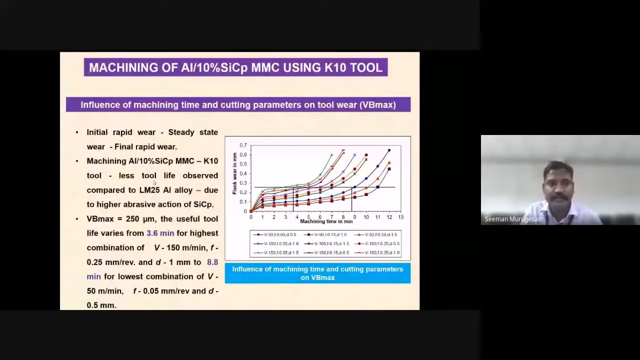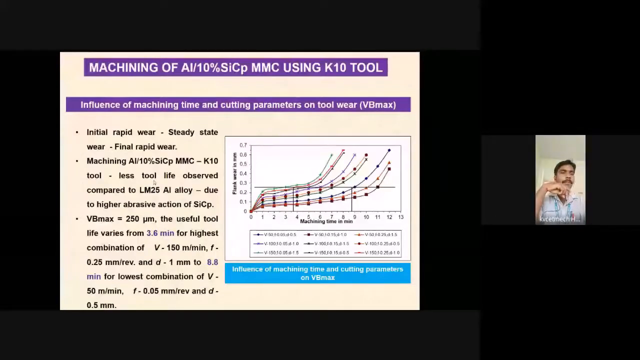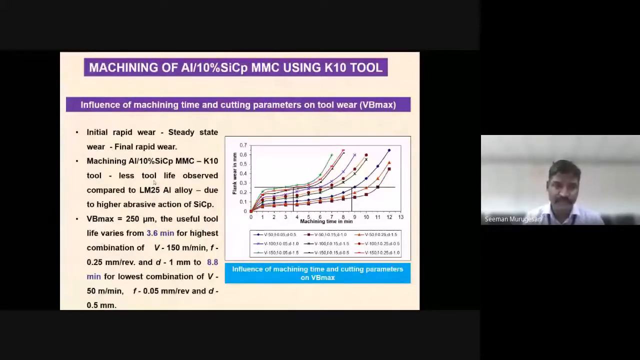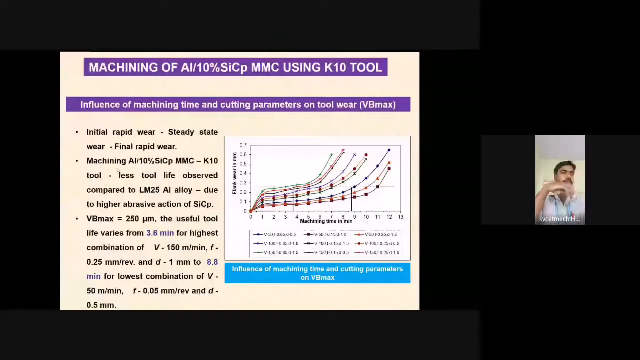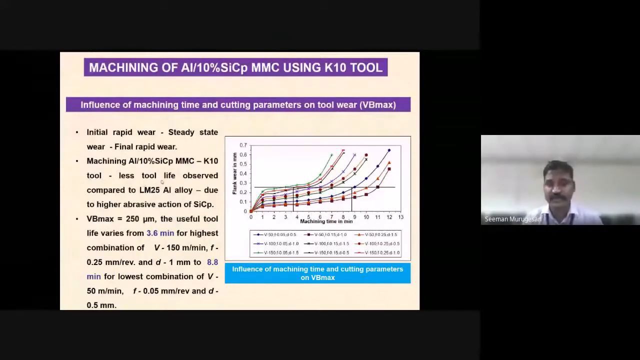In the tool flank wear, VB max will be considered. Generally, 250 micron or 0.25 mm is fixed as the useful tool life by many researchers and industries. The useful tool life varies from 3.6 minutes for the highest combination of 150 meters per minute, to 8.8 minutes for the lowest combination of 50 meters per minute.